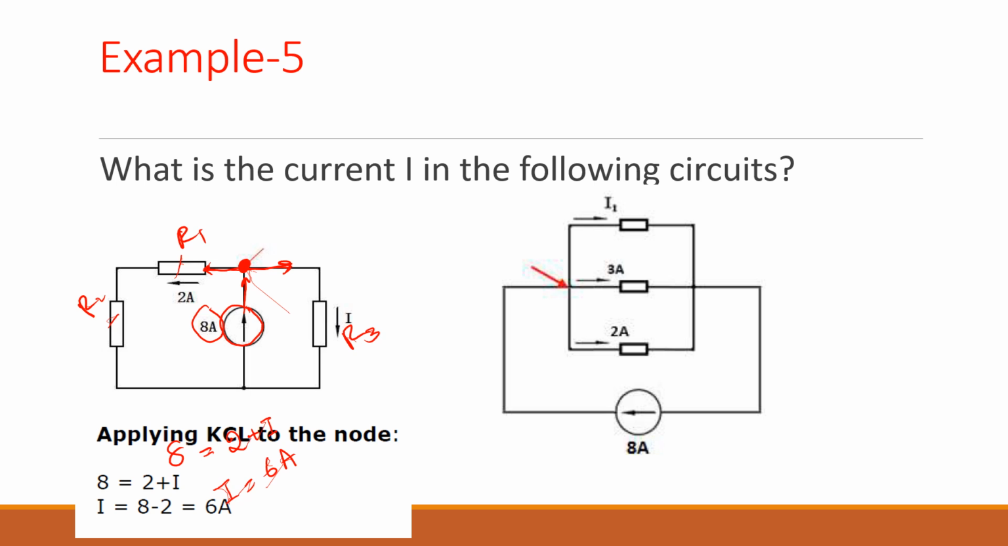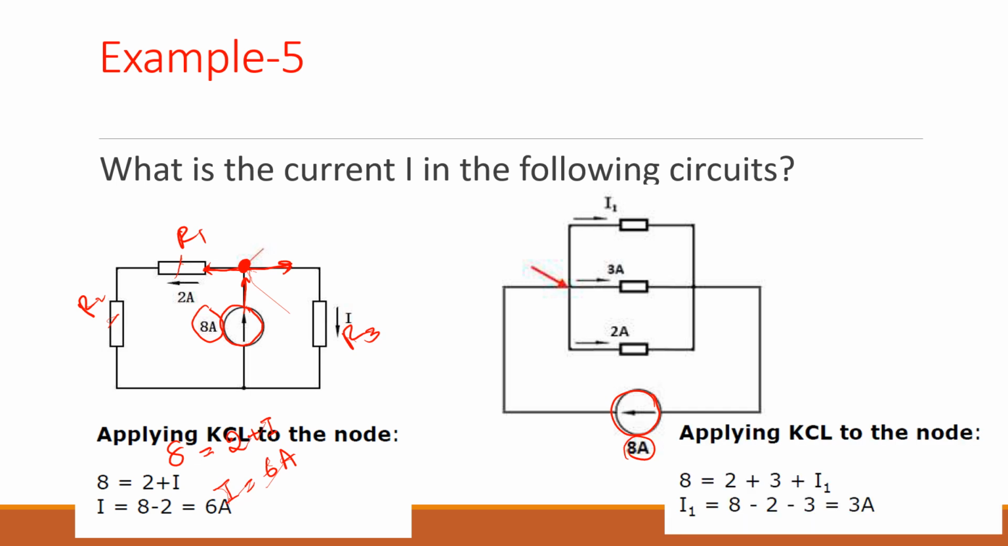Let's look at the other question now. Again, we have a current source with 8 amps and we have 3 resistors in parallel. So this current of 8 amps is coming to this particular node and it is splitting. So 2 going this way. So 8 coming in, 2 going this way, 3 going this way. The remaining should go at the top branch. So 8 should be equal to 2 plus 3 plus I1. So I1 should be equal to 8 minus 5, which is 3 amps.